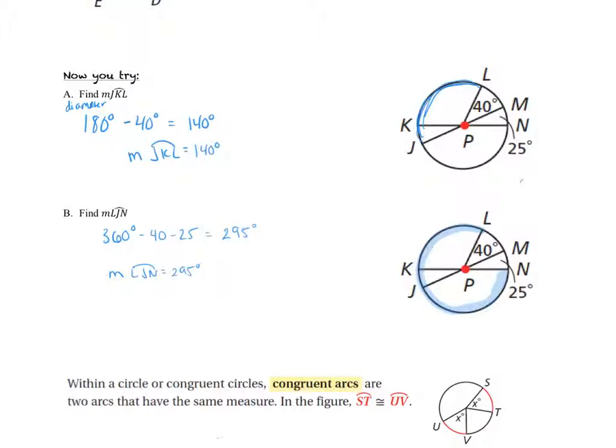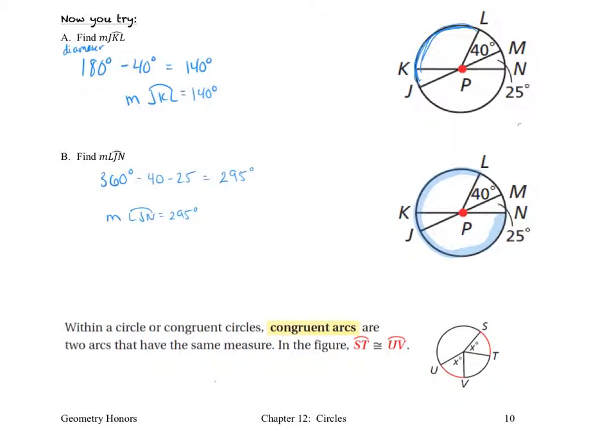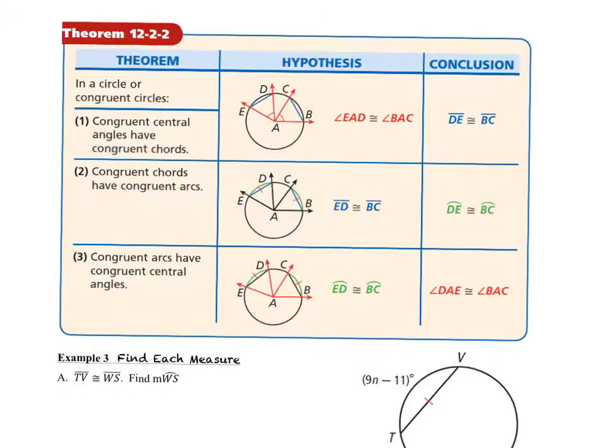Okay, within a circle, congruent arcs are two arcs that have the same measure in the figure. So for instance, arc ST and arc UV are congruent. Here's some theorems for you. So first we have congruent central angles have congruent chords. So for instance, if the central angles are congruent, then the chords formed between those angles are congruent. Congruent chords have congruent arcs. So if you have congruent chords, then those arcs are congruent. And congruent arcs have congruent central angles. So the congruent arcs would mean that the angles are congruent.